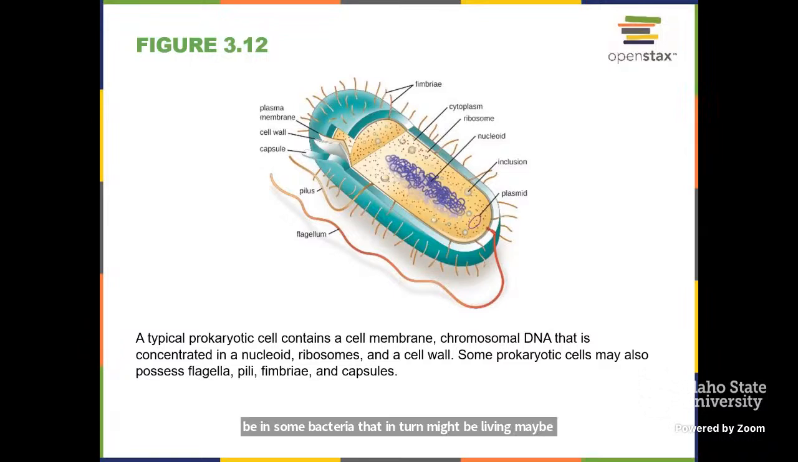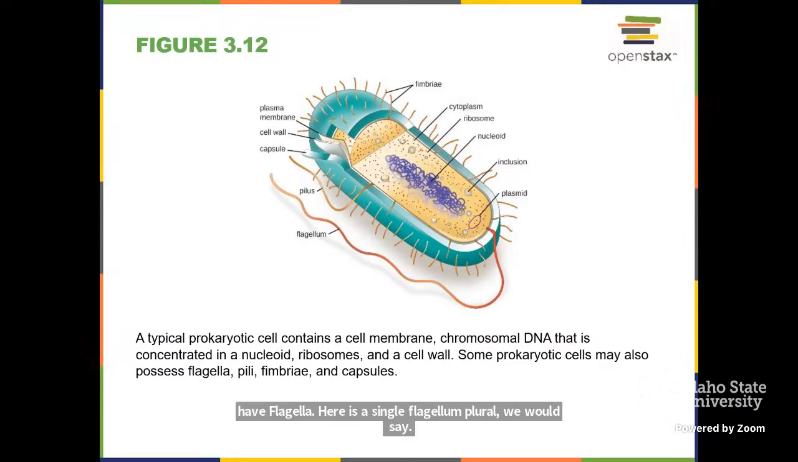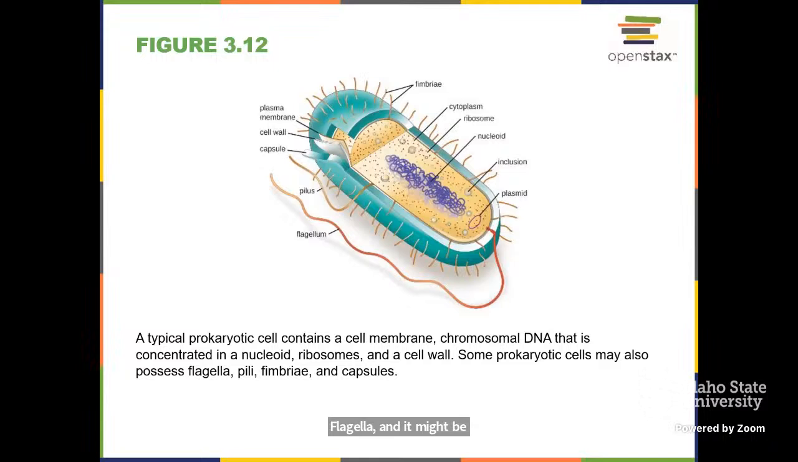So some of them have flagella. Here is a single flagellum, plural, we would say flagella, and it might be a single flagellum at one end. We call that monotrichous. It could be completely covered all over with flagella. That's peritrichous. It could be a tuft at one end, lophotrichous, and at either end, a flagellum, amphitrichous. All right, a handful of different names, but it's just a way of describing the way their flagella appear.